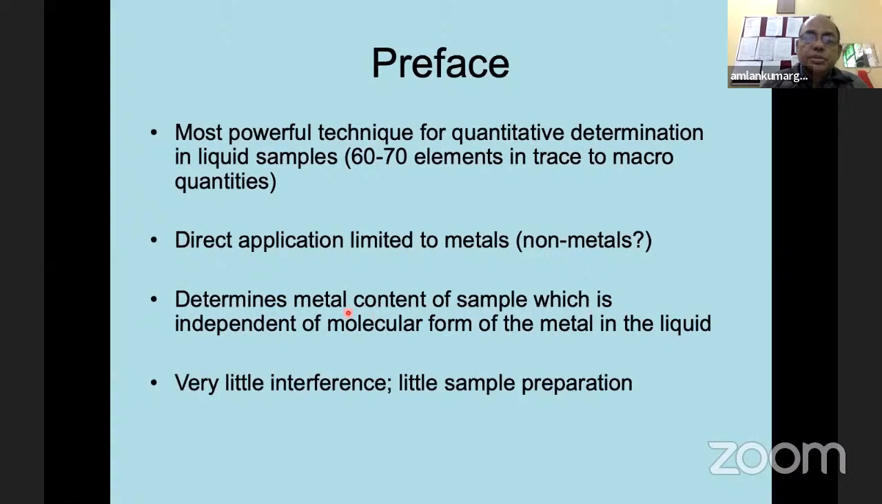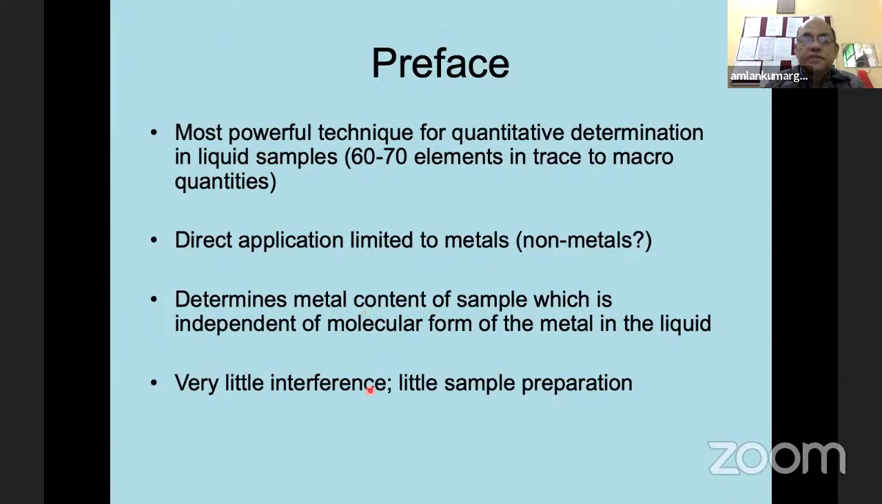So this determines the metal content of a sample, which is independent of the molecular form of the metal in the liquid. So again here, the molecular form of the metal is not taken into consideration. It determines the total concentration. For example, if I want to find out how much of ferrous iron is there in the sample or how much of ferric iron is there in the sample, you won't be able to say how much of ferrous or ferric iron is there. You will say that only the total amount of iron present in the sample is so much.